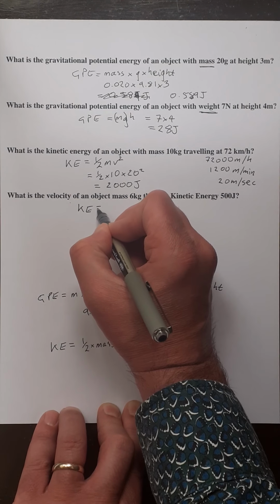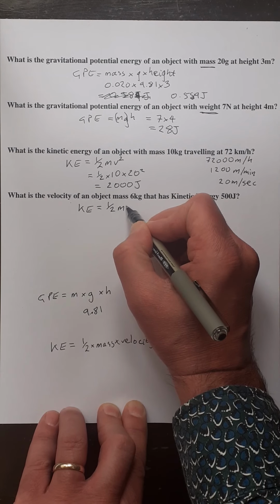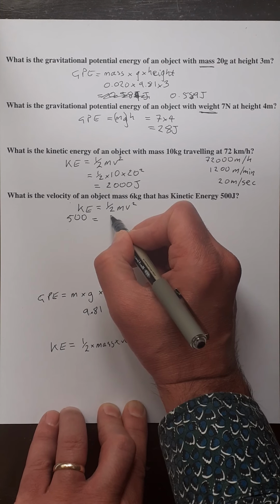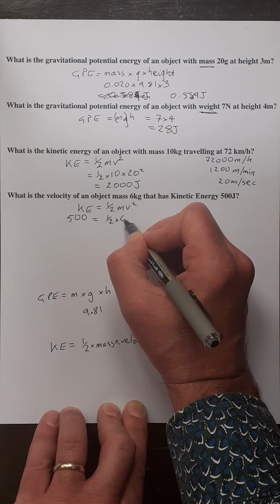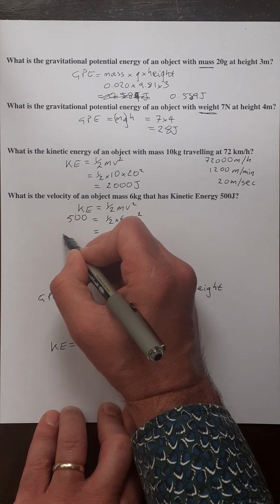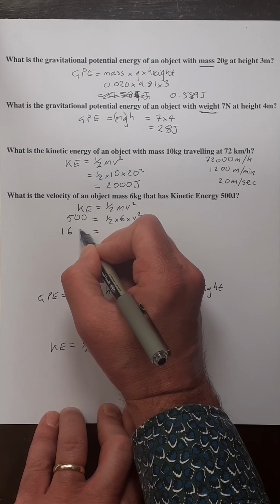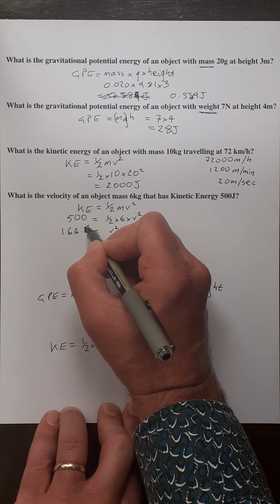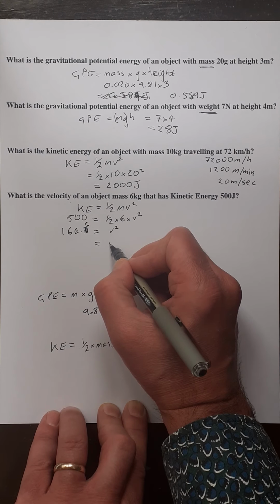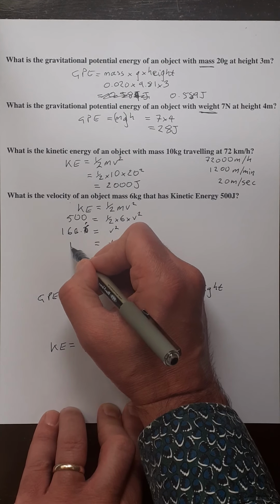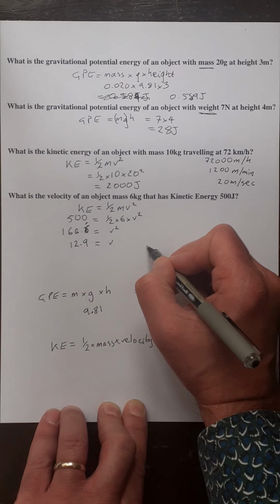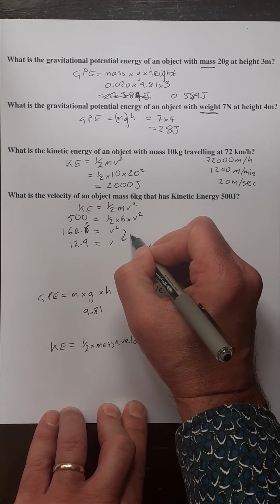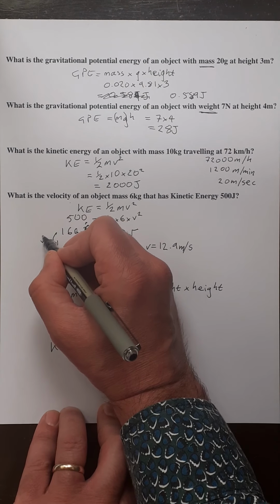Now in this one, I'm trying to work out the velocity when I'm given the kinetic energy. So I'm going to write my formula down again. Half mv squared. This time I know that this is 500 joules on this side. Half times 6 times v squared. A little bit of rearranging. Six recurring for v squared. And when I square root that, that's going to come out as 12.9 meters per second. I'll just put a little note there that I'm square rooting both sides of this.